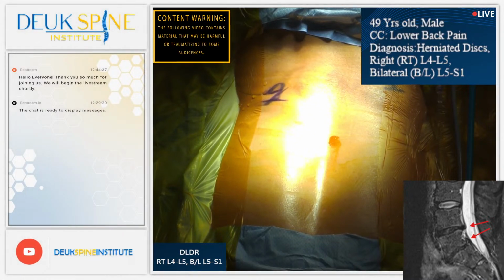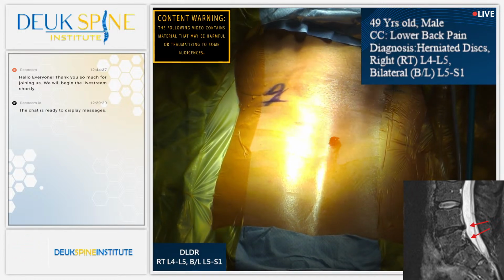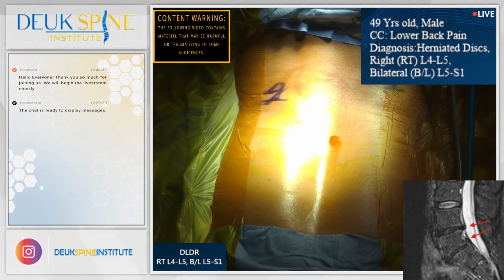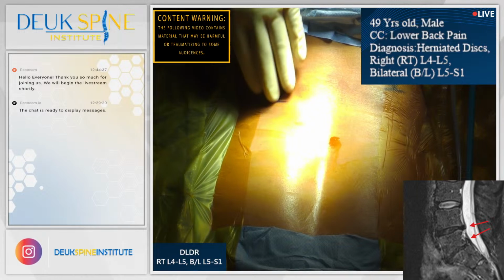Our patient is from Florida. He's having chronic back pain. Two discs are damaged. You can see it on the MRI on the bottom right. He has degenerative disc disease, spondylosis, spondylolisthesis, degenerative scoliosis, pars defect. He does not want fusion surgery, so we're going to try to fix his back without it.